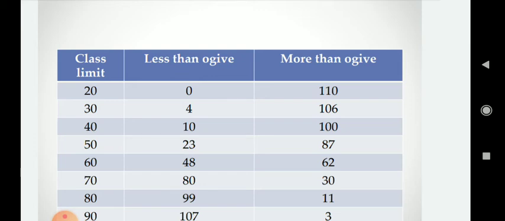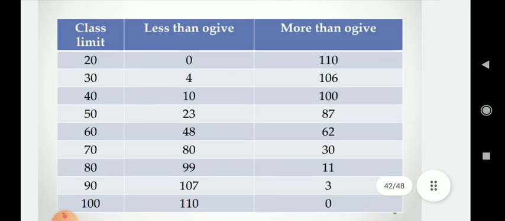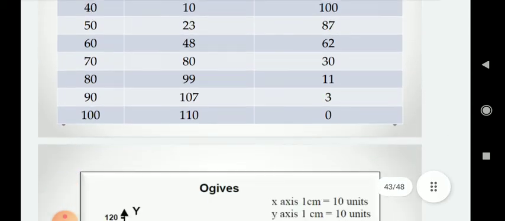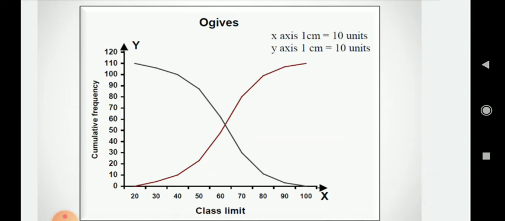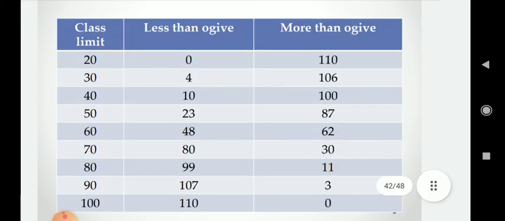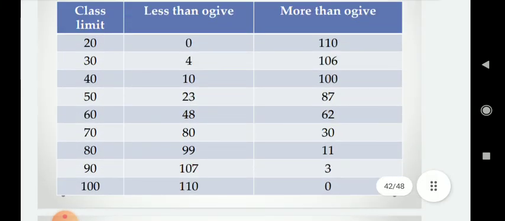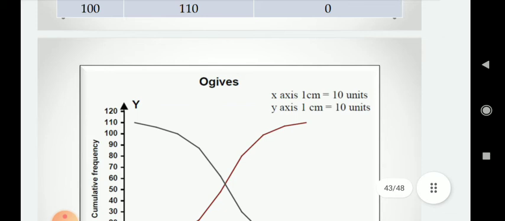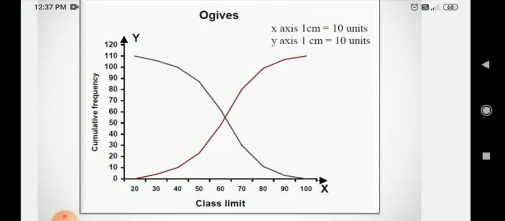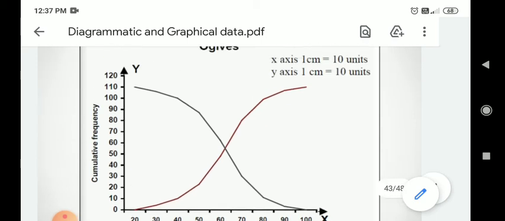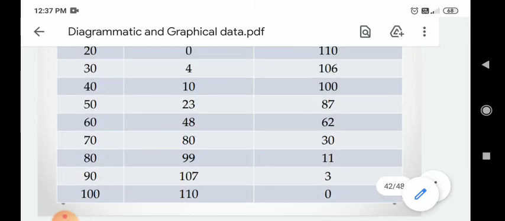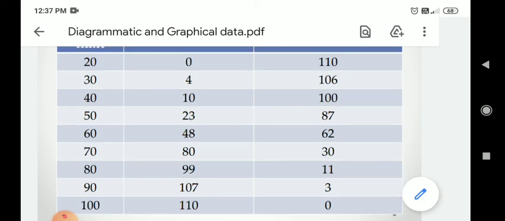So for 20, we'll first plot only less than values. Less than 20, how many are there? 0. So 20, 0. I'm plotting this red line. Remember, I've said less than curve is a rising curve. You can see it is rising from left to right. So at 20 we have 0, at 30 we have 4, so plot 4 there and connect it. Similarly you plot all these values. At 100 we have 110, last point. So similarly you connect all this using your freehand sketch, that is using your pencil.